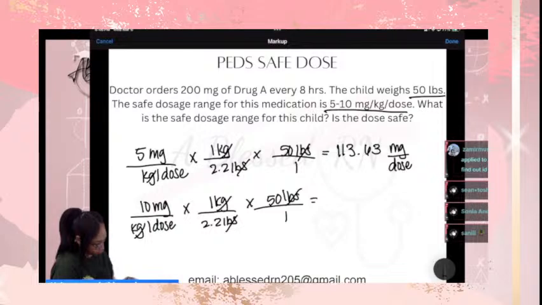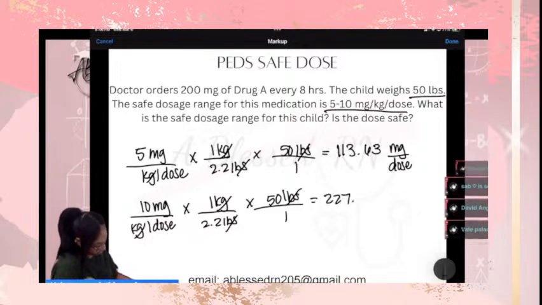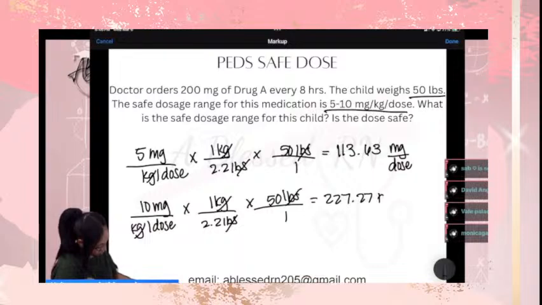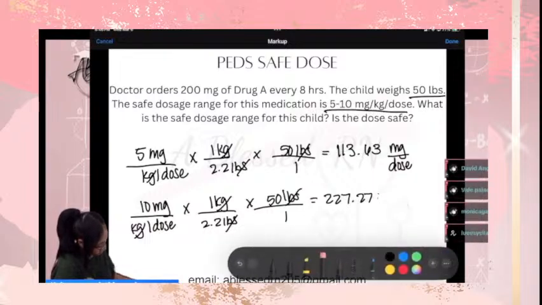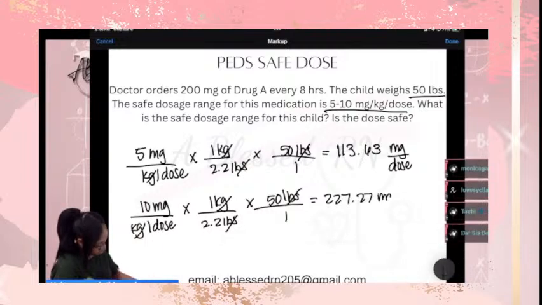Let's see, 10 milligrams times 50 divided by 2.2 is this number right here. Okay. Milligrams per dose.